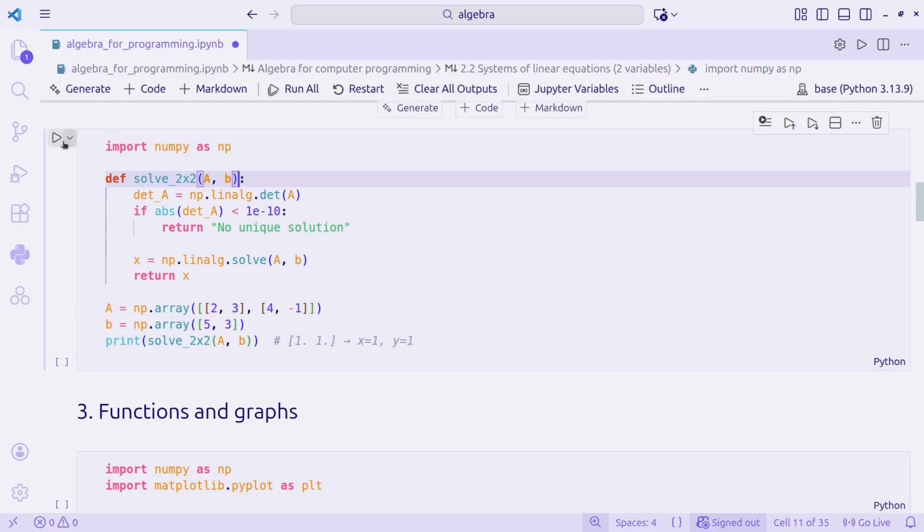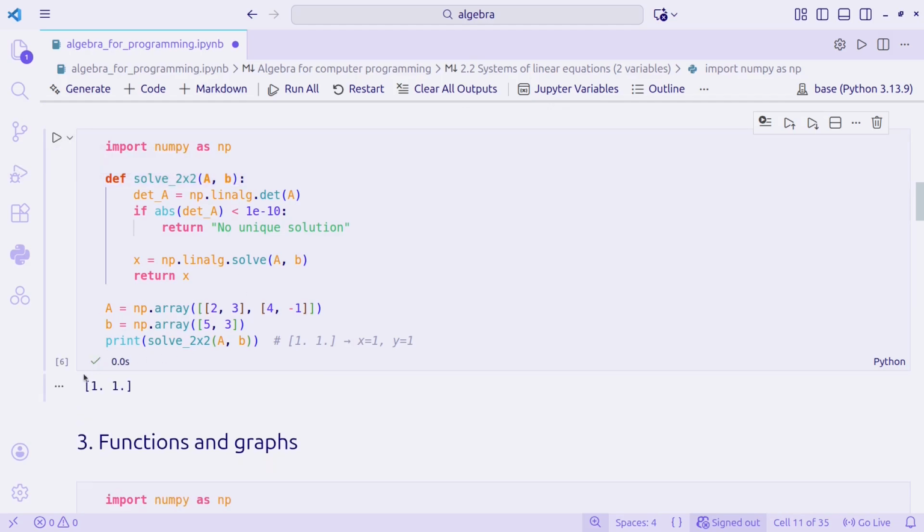Okay, so let me play the program. Yes, I am able to see 1 here. So that means 2x plus 3y equals 5 and 4x minus y equals 3. So I have these two equations in two unknowns, and then I'm able to use this function to solve for x and y for me.